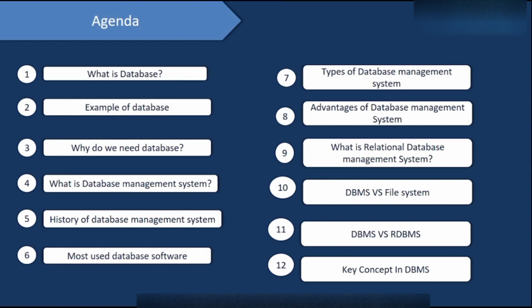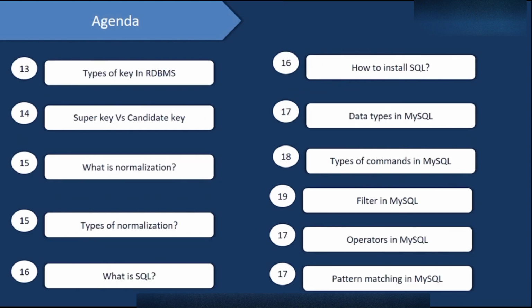And we will also have a look at what is the difference between DBMS versus relational database management system. Then we will have a look at the key concepts we have in RDBMS. Then we will also have a look at what are the types of key we have in RDBMS, the relational database management system. Then we will have a look at the difference between super key and candidate key. Then we will look at what is normalization and why do we need normalization and what are the types of normalization we have in SQL.